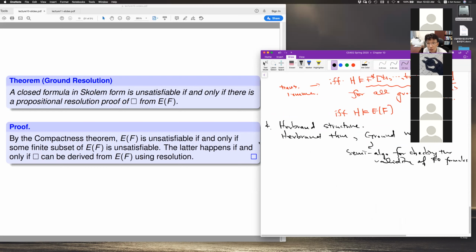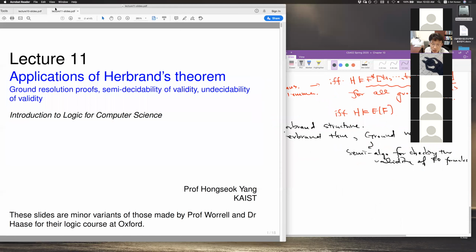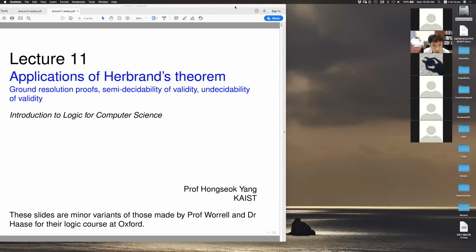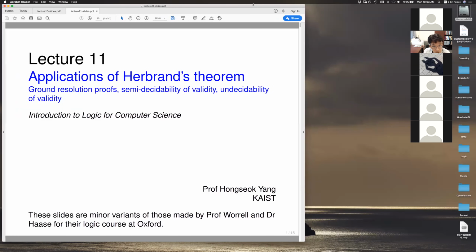Okay, assuming everybody is happy, we're going to move on to the next part, which is about an application of the Herbrand theorem. This lecture 11 has two big parts. One is more about the application of the Herbrand theorem, but the other part is about undecidability of the validity question in first order logic, and actually undecidability of validity and undecidability of satisfiability for first order logic formulas.